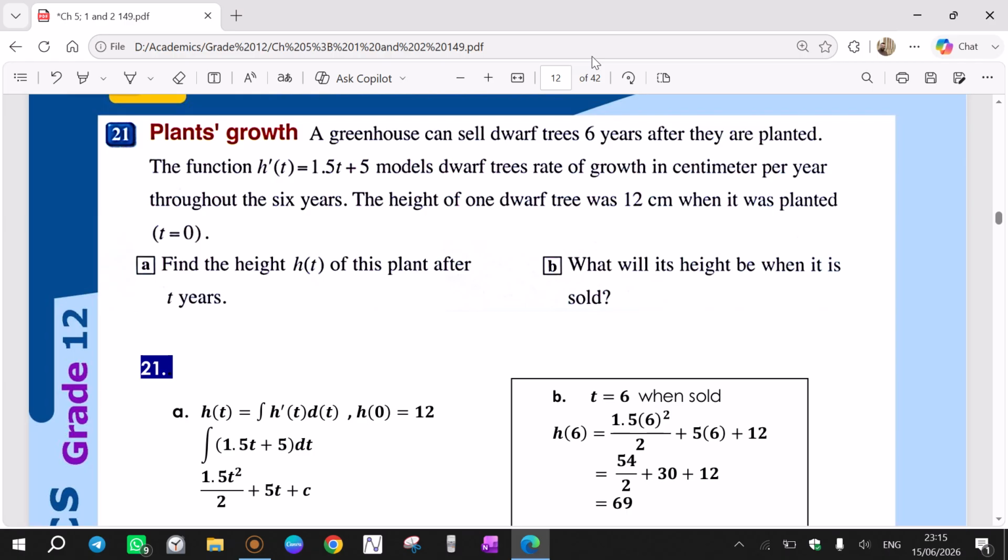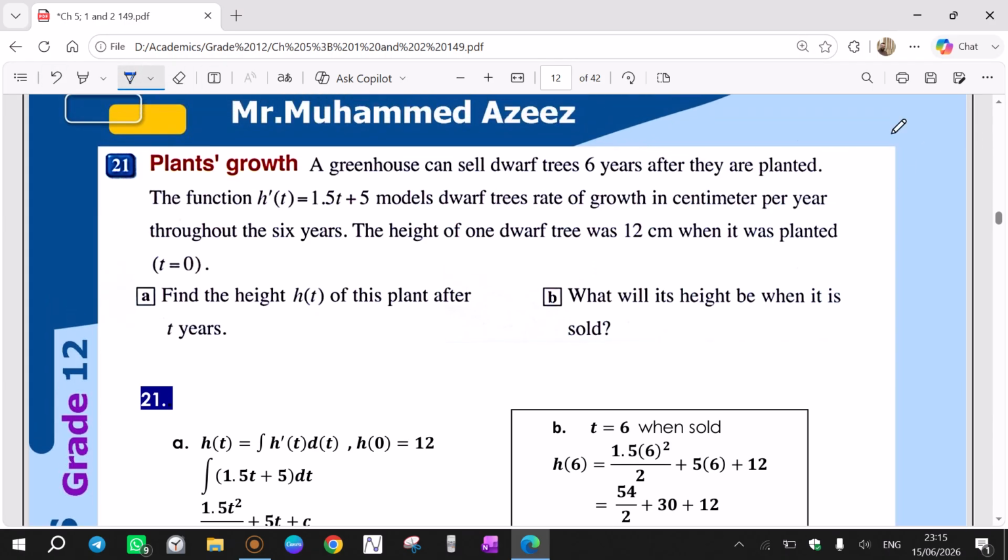Let's solve it. Plants growth. A greenhouse can sell dwarf trees 6 years after they are planted. So 6 years after they are planted means when they sell the dwarf trees, t equal to 6. The function h prime, this function is a derivative. See the prime? h prime t equal to 1.5 t plus 5 models dwarf trees' rate of growth.